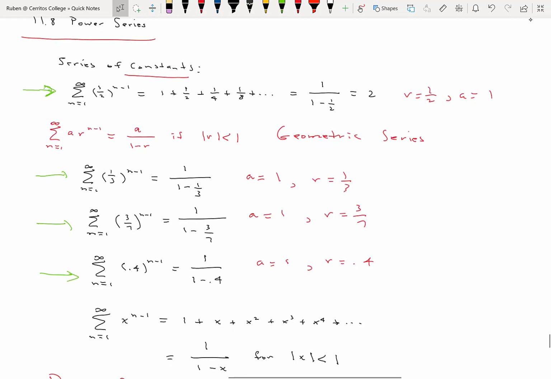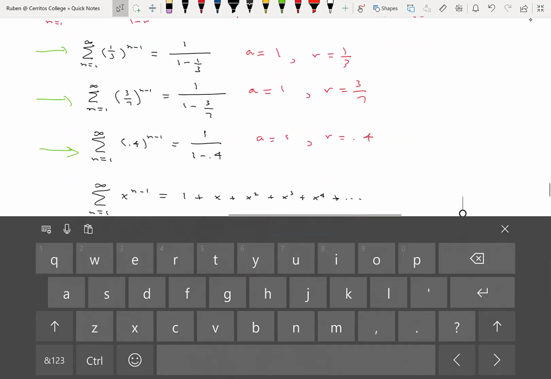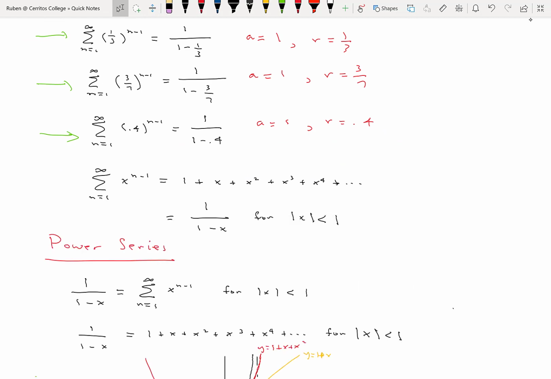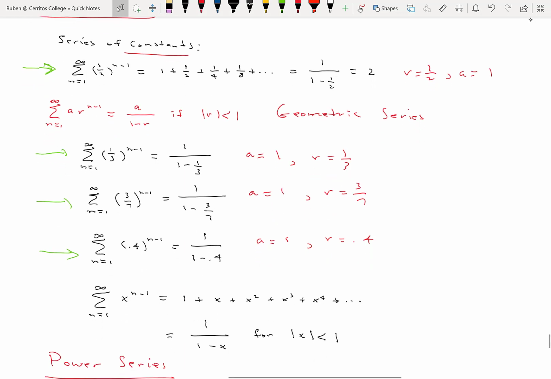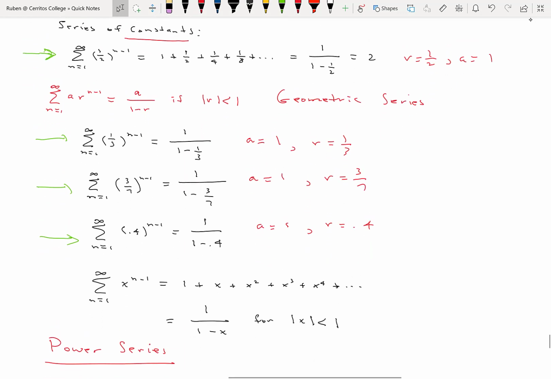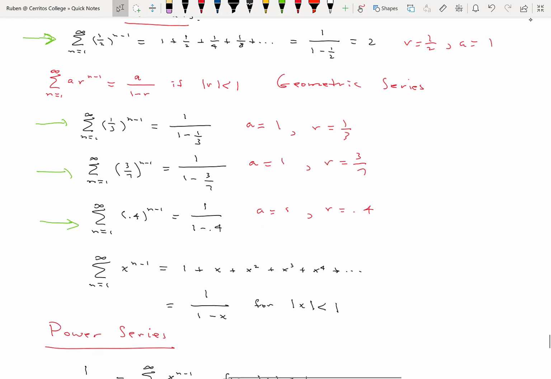If we put x in the series and get that the series converges to 1 over 1 minus x, then what we've done is we've created something called a power series. A power series is different from a series of constants in that the constant, so to speak, is now variable.